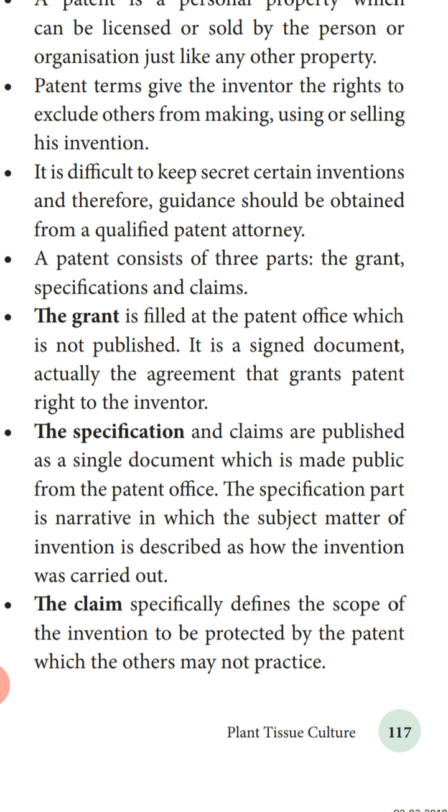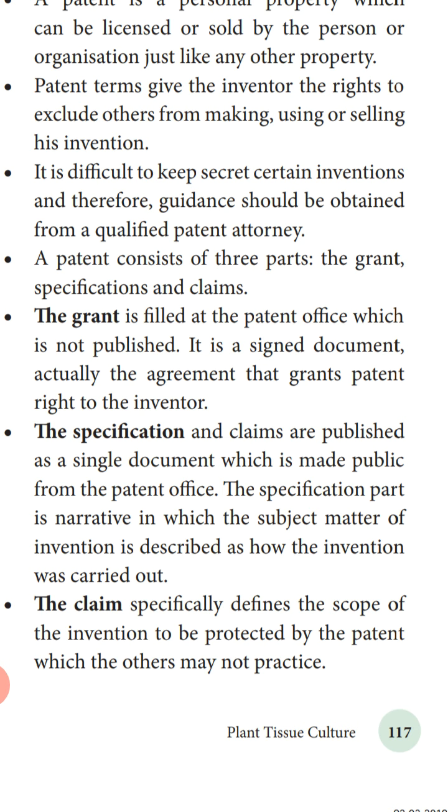Next, the claim. The claim specifically defines the scope of the invention to be protected by the patent, which others may not practice. So with the claim, only the inventor or the discoverer has a right over his invention. This claim prevents others from misusing his property.